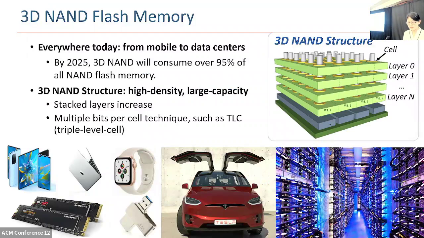So let's get started. 3D NAND Flash Memory is widely used for data storage in various scenarios, such as mobile devices and data centers. By 2025, 3D NAND will consume over 95% of all NAND flash memory. The widespread adoption of 3D NAND is driven by its move toward high density and large capacity. As we can see, its structure stacks cells vertically into different layers to increase the storage density, and each cell implements the storage of multiple bits, such as TLC flash with triple level cell.